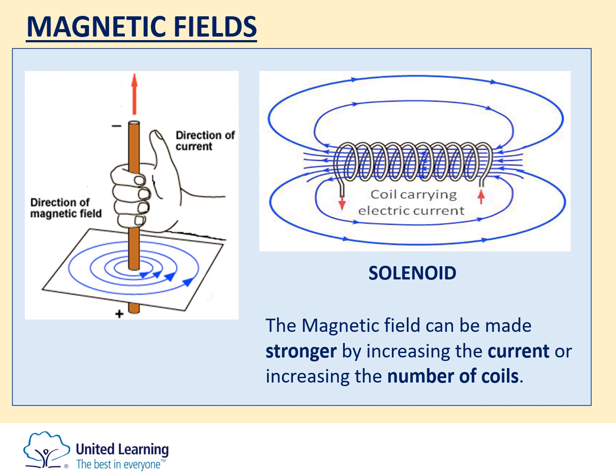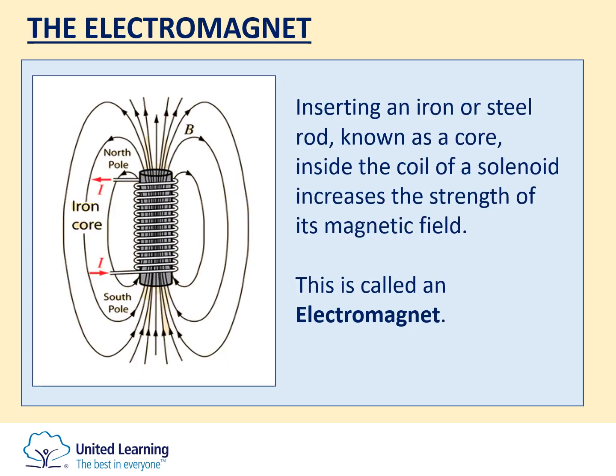One more addition we can make to this one is if we place a metal rod made of iron or steel inside that coil of wire. That metal rod is known as a core. It does need to be iron or steel. It won't work with other metals unless they are magnetic. In this arrangement, we have produced something called an electromagnet.